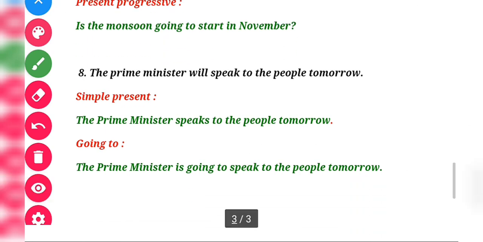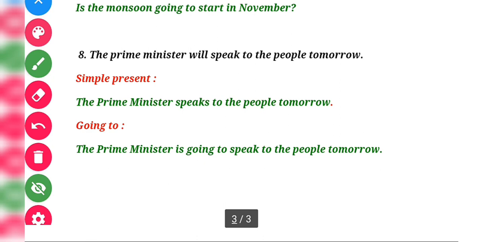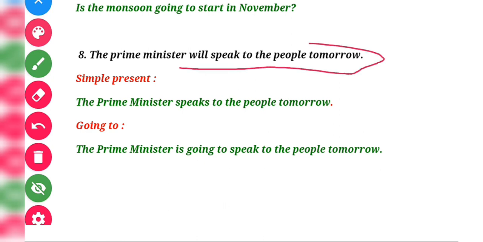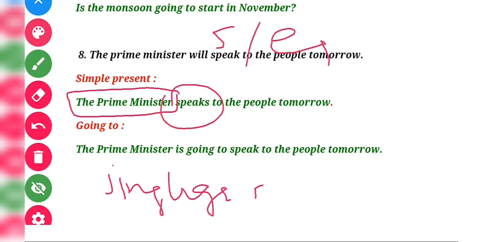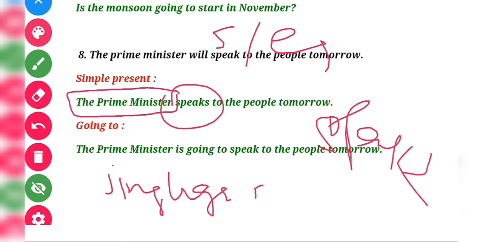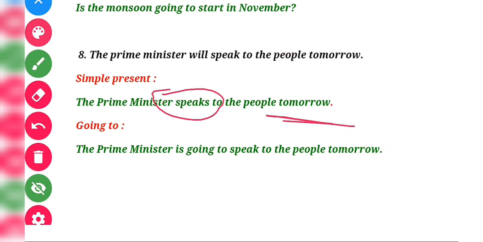Clear? Now that is the last question of this exercise. The prime minister will speak to the people tomorrow. Will speak to the people tomorrow, showing a future event. So in this future event, what is indicated to do? To do simple present. You have to change this sentence into simple present. So it says the prime minister speaks. See that the prime minister is a singular subject. With the singular subject, I told you that you have to simply use the s or es form. So speak will have speaks. So the prime minister speaks to the people tomorrow, according to the sentence. Actually the sentence is not correct, but as it is indicated in your exercise, those are the same. I am saying that he speaks tomorrow, that will not give a sense, but it is given in your exercise, so it should be the same according to the rule.